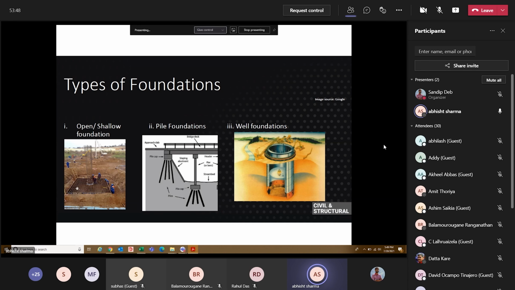Foundations. This you can see. This is an open or a shallow foundation, as we can say. This is the pile foundation.